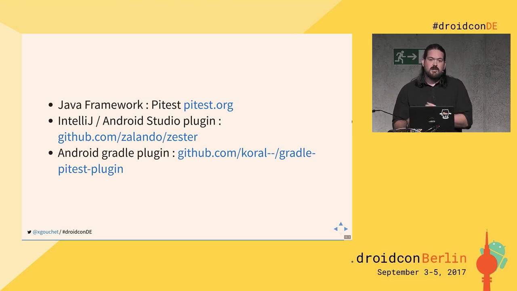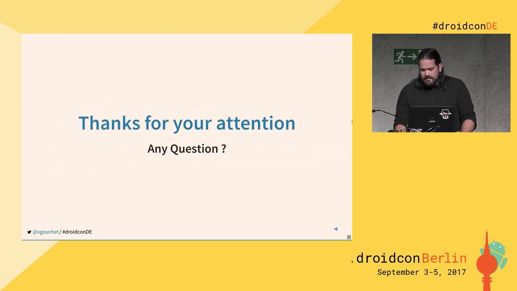There is an Android Studio or IntelliJ plugin called Zester that allows you to run mutation testing on a single file. Much like you have the green arrow inside your Android Studio and you can run a single test, with Zester you have a blue arrow and you can run a single test with mutation testing. And the other one, which I talked about in this presentation, is the PyTest plugin that works with Android projects and allows you to run a full pass on all your projects.